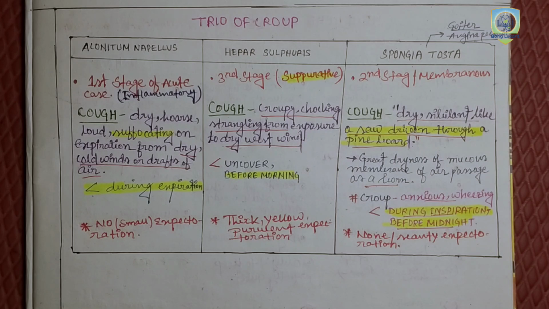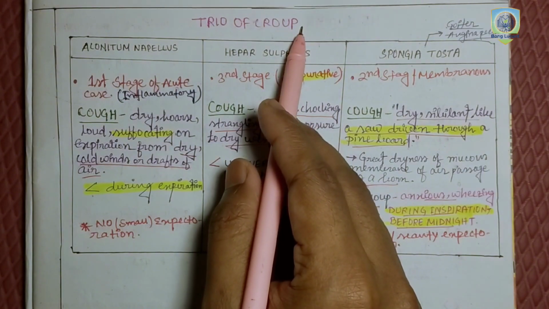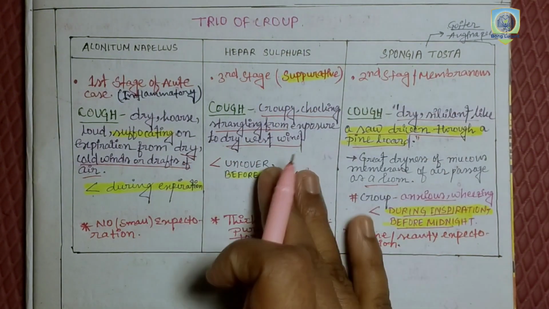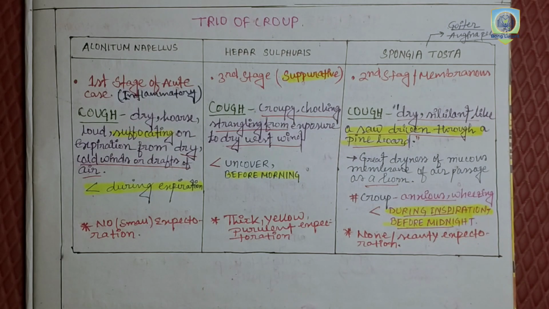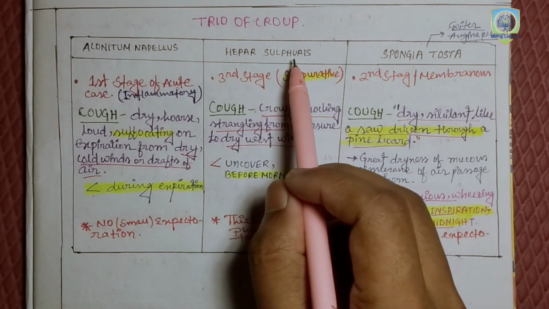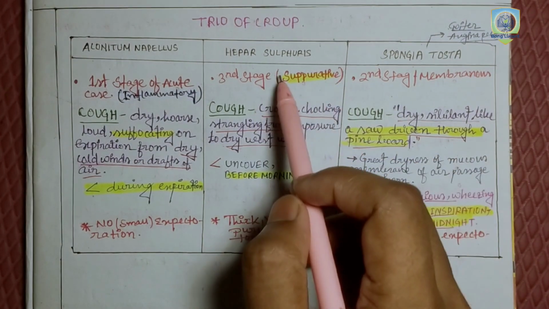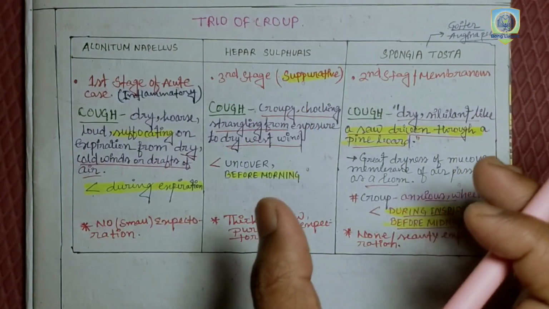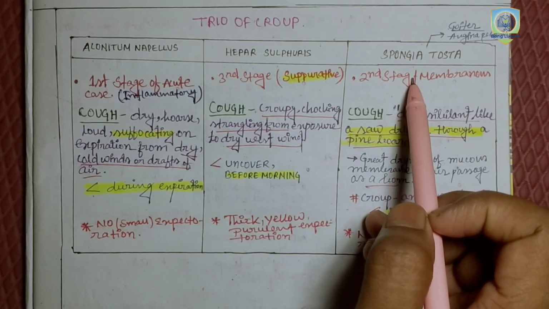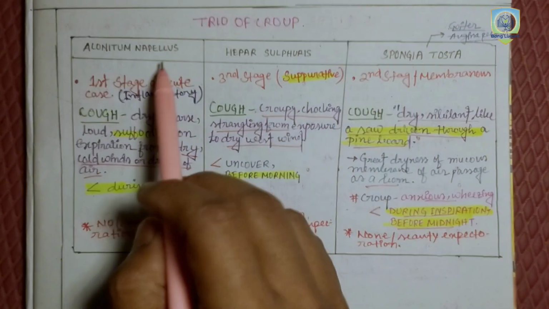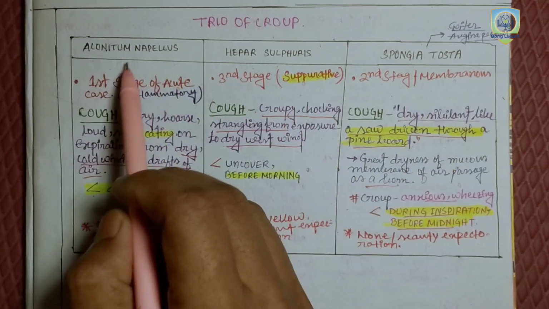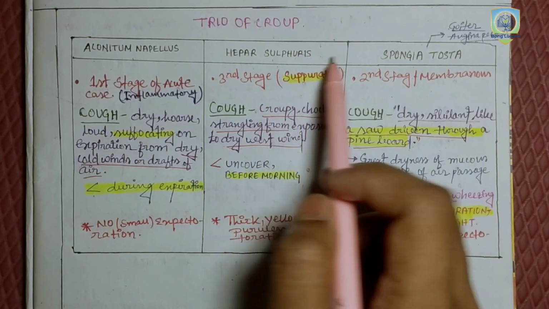So first you should mention the trio of group remedy, what they are, and then you should mention their characteristics and contrast. First you should mention the trio of group remedies with their full names: Aconitum napellus, Spongia tosta, and Hepar sulphuris calcareum. Then when you go for their contrast or differentiations, you use their short names. Aconitum napellus, Hepar sulph, and Spongia tosta.